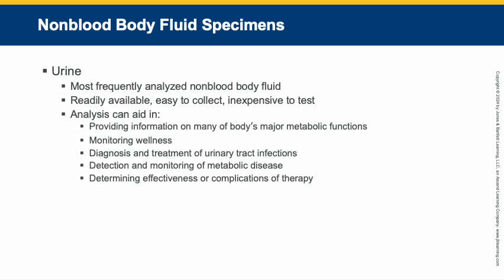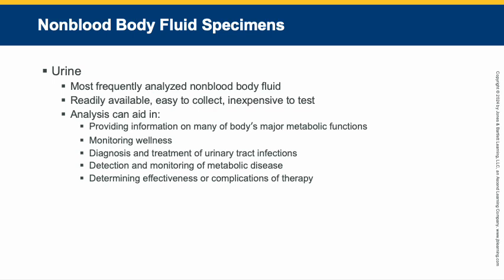The first non-blood body fluid specimen that we're going to talk about is urine. Urine is the most frequently analyzed non-blood body fluid. It's readily available, easy to collect, and generally inexpensive to test.